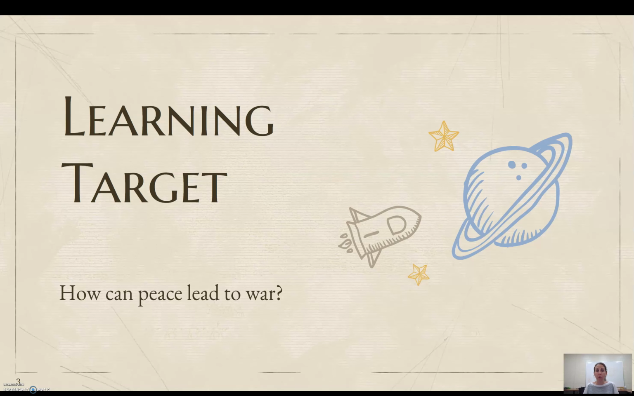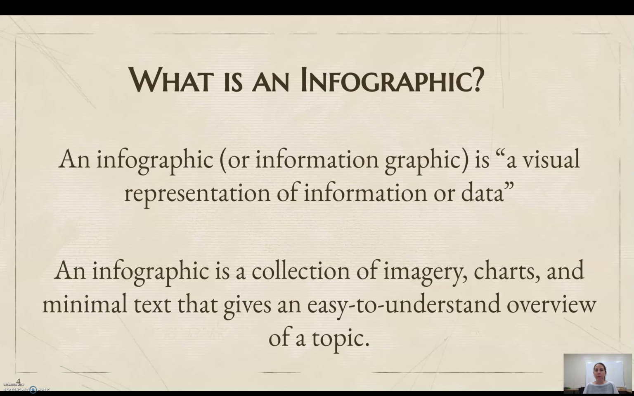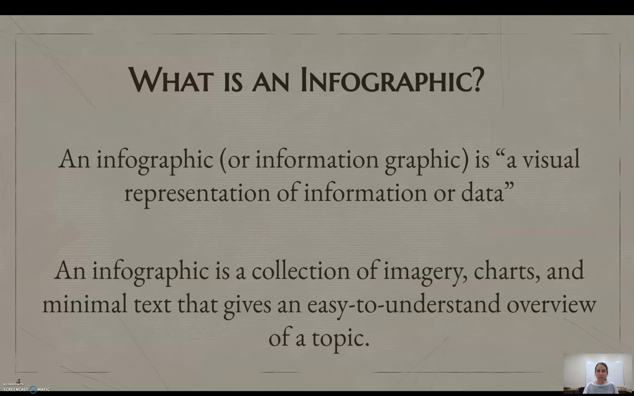Okay, so the learning target, the whole entire project has been, how can peace lead to war? So how can this peace after World War I, the Treaty of Versailles, why is this going to lead to World War II? Okay, so remember the infographic we talked about before is a way to collect the images, charts. It's minimal text. You're not reading a big, huge paper. You can look at this and say, oh my goodness, this is what happened. This is the percentages. It's very quick information.